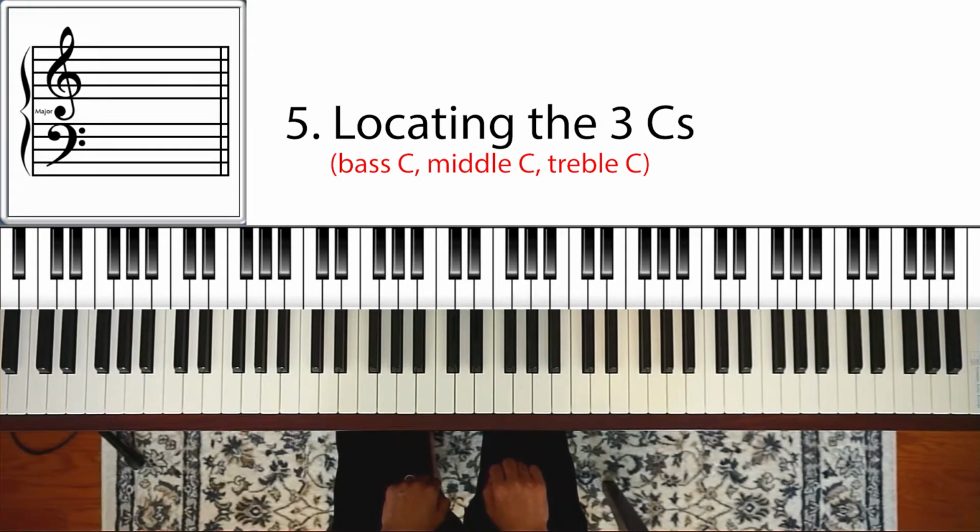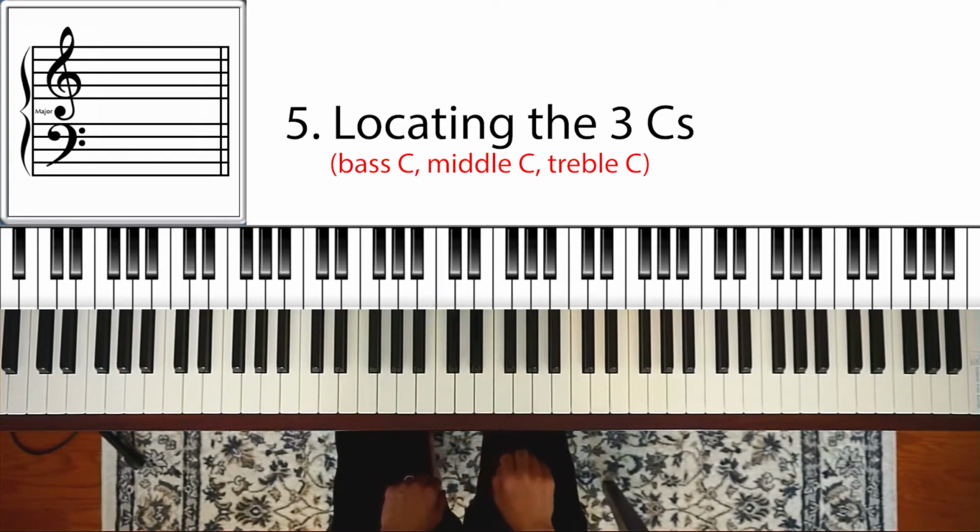Remember, I said earlier that you can use the black keys to help you identify the white keys quickly. Now, if we find the 2 black keys in the middle of your keyboard, middle C is the white key to the left of them.